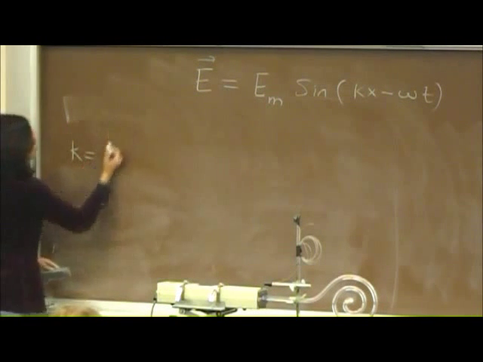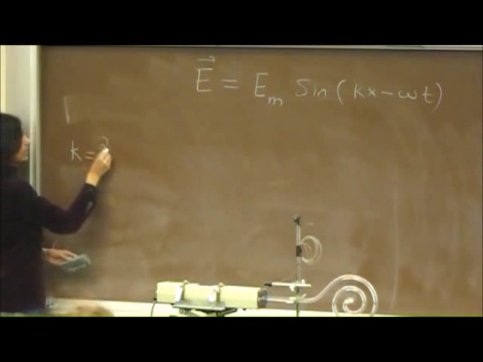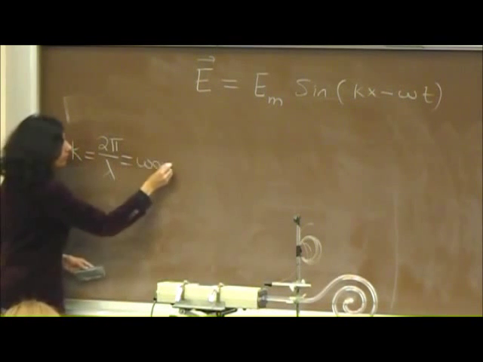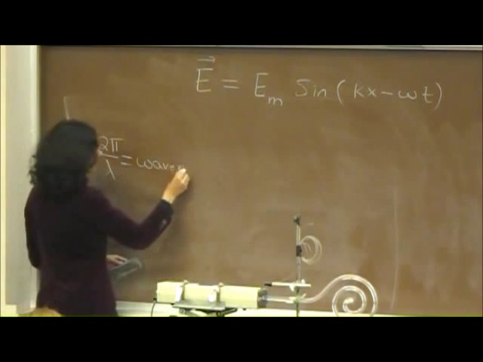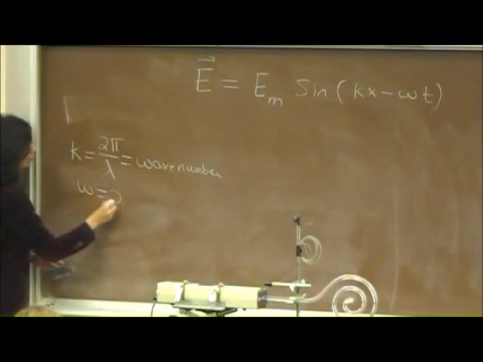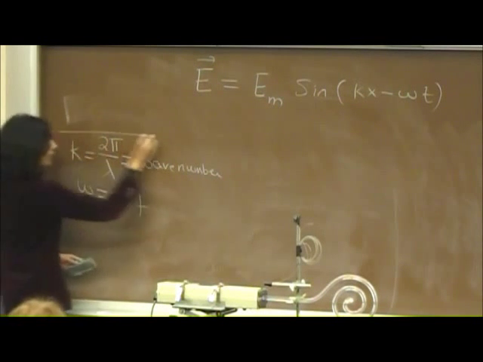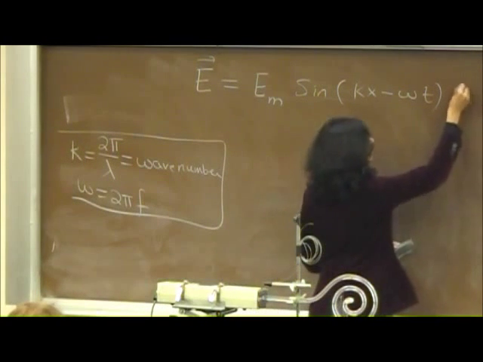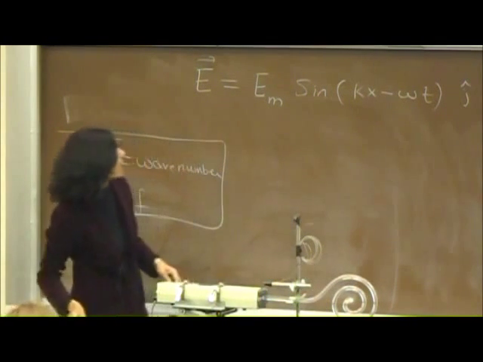I think you learned it in physics 1. K is 2 pi divided by lambda. It's called the wave number or wave vector. And do you know what omega is? Omega is 2 pi times the frequency. So let's say this is the electric field of the electromagnetic wave in the j hat direction.